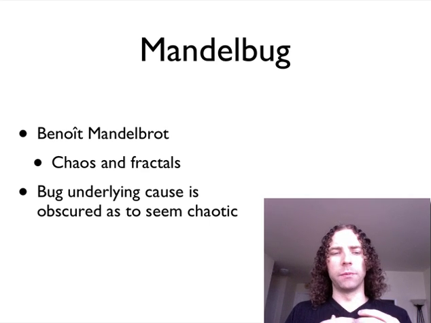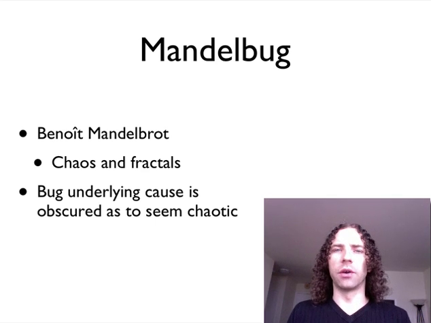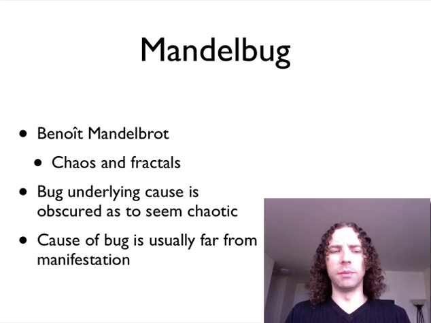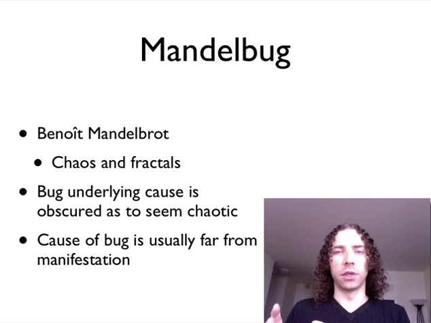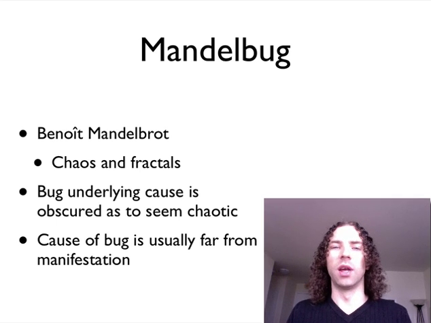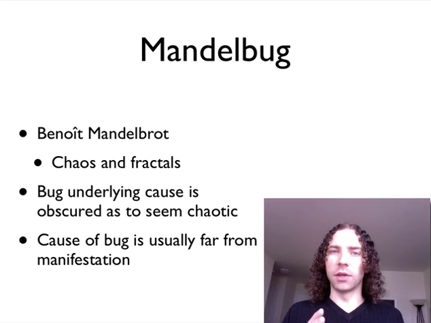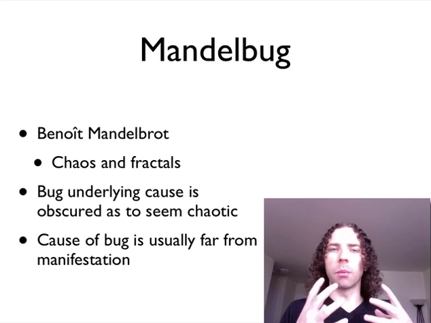This refers to the kind of bug whose underlying cause is so obscure that the behavior of the bug just seems chaotic. Usually this means that the cause of the bug itself is very far away from where you observe the bug. Its actual manifestation is further on. Because really, when you're looking at bugs in software, you're only looking at symptoms, you're not looking at the problem.